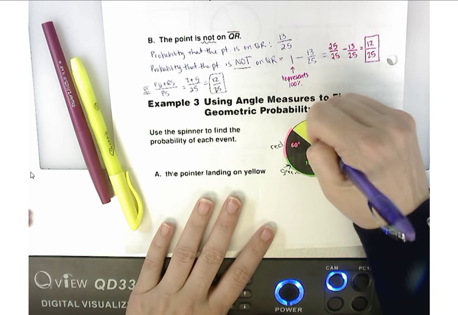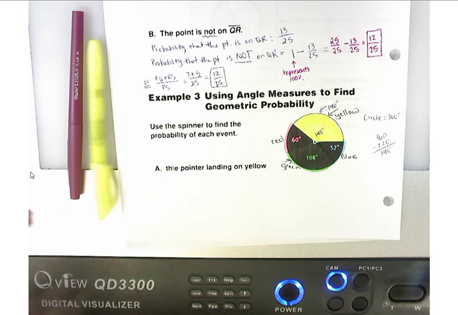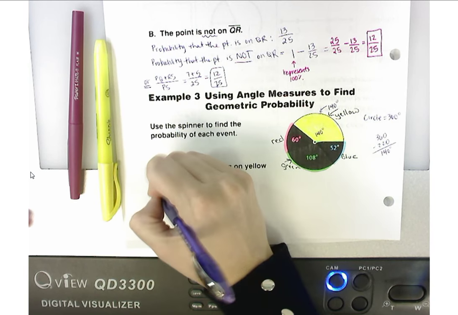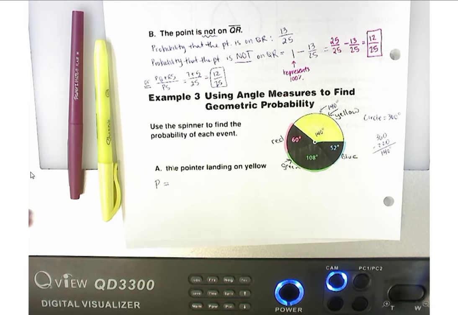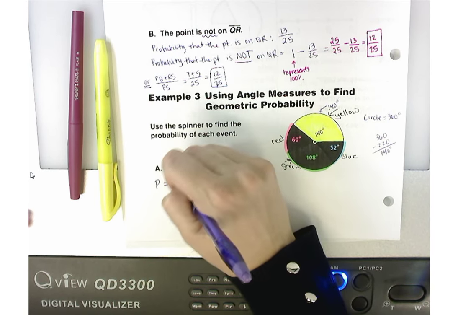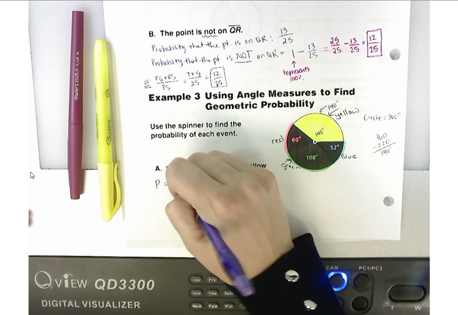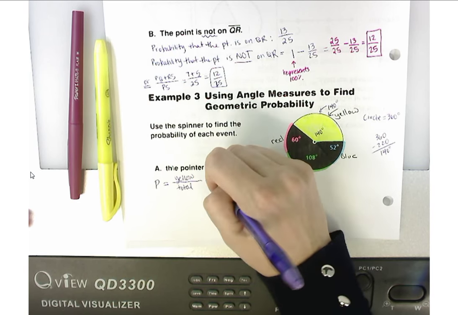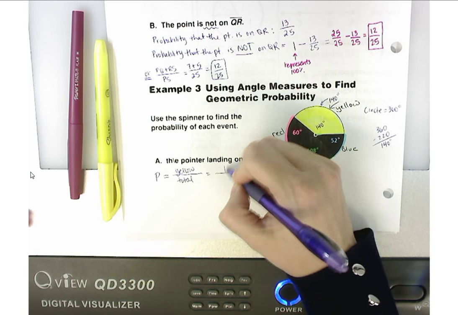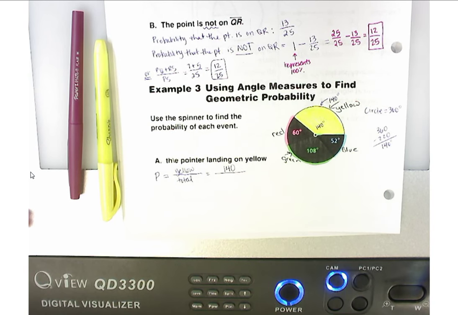Or you can put it right in. All right, so we're going to use a spinner to find the probability of each event. And the first one is the pointer is landing on yellow. So your probability, which we're going to call P, is going to be the event over the total. Okay, so it's going to be the yellow over the total. So what did we just find were our degrees for yellow? 140. The total is 360.